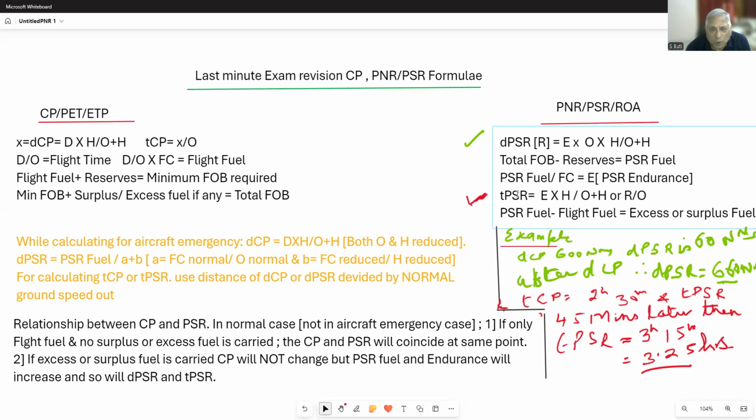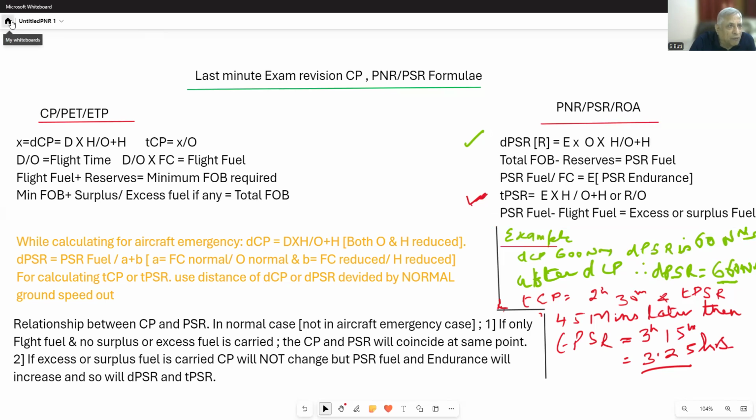TPSR is known to you now. TPSR is 3.25 and find out the endurance from this formula. O1H is known to you. Again, with this endurance, find out the PSR fuel, and PSR fuel minus the flight fuel will be your excess or surplus fuel. Not difficult. There are questions asked on this concept also.